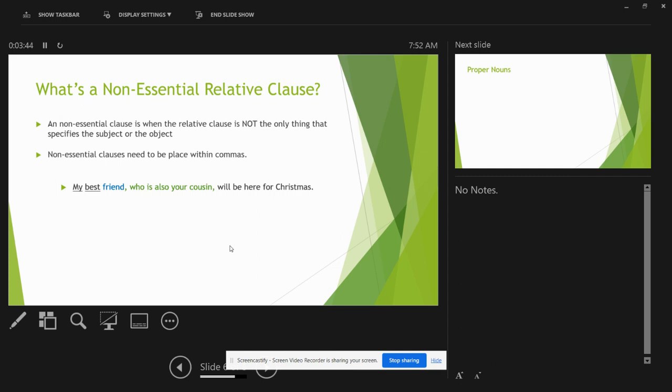Okay, of all the friends that I have, which one am I talking about? Well, I'm talking about my best friend. So here's the deal: friend is already specified. It's specified by "my best." So now that relative clause, "who is also your cousin," is extra information. It's extra specification. Friend has already been identified or specified. So now that clause is extra, so it's non-essential. So we put it in commas.